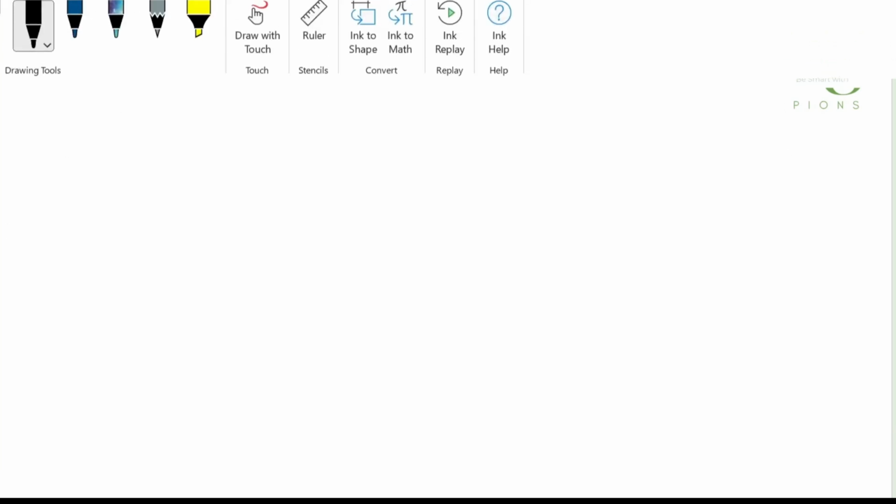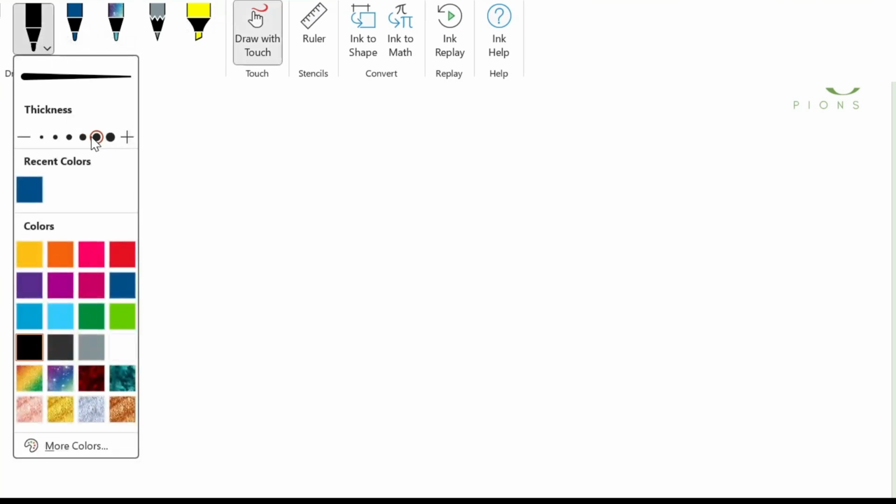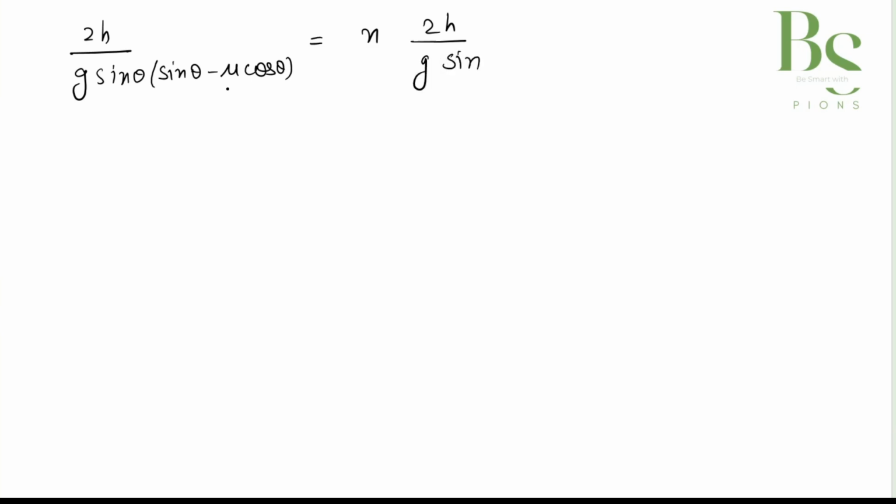It will be 2h. Okay, the pen is very small here. Okay, now this is better. Okay, so removing the roots, it will be 2h upon g sin theta into sin theta minus mu cos theta, and that will be equals to how much? N times 2h upon g sin square theta, correct? Now let's cancel out the terms. G will cancel out both the sides, 2h will cancel out both the sides, right? And on squaring, this will become n square.